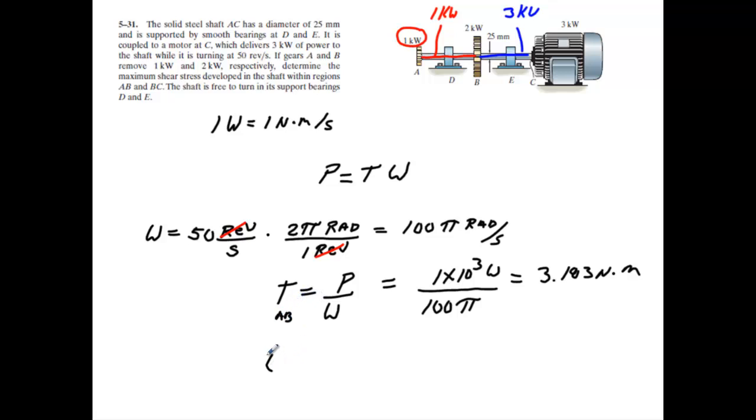To find the torque between BC, we get our power output between here, which is 3 kilowatts. So let's use 3 times 10 to the 3rd watts over angular velocity 100 pi. That gives us a value of 9.549 newton meters.